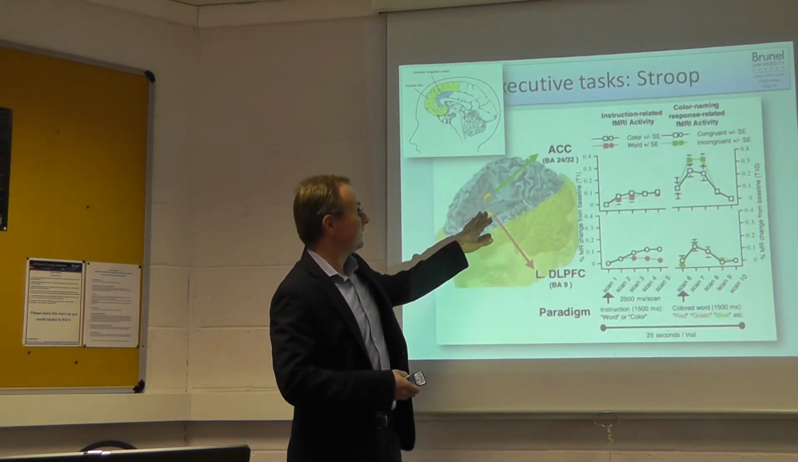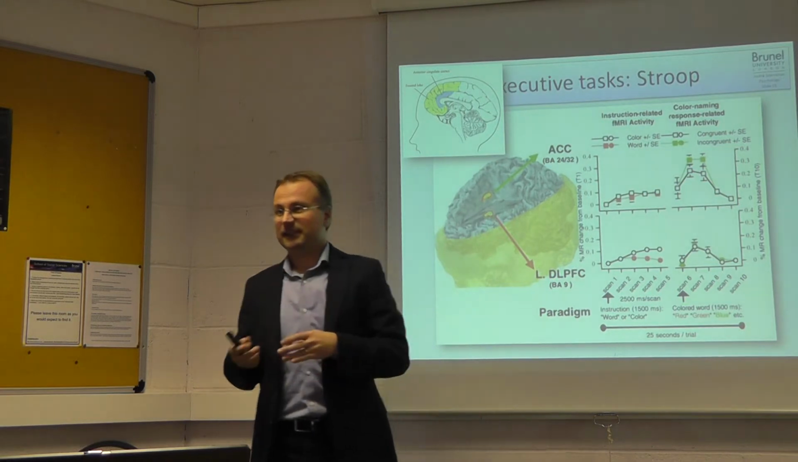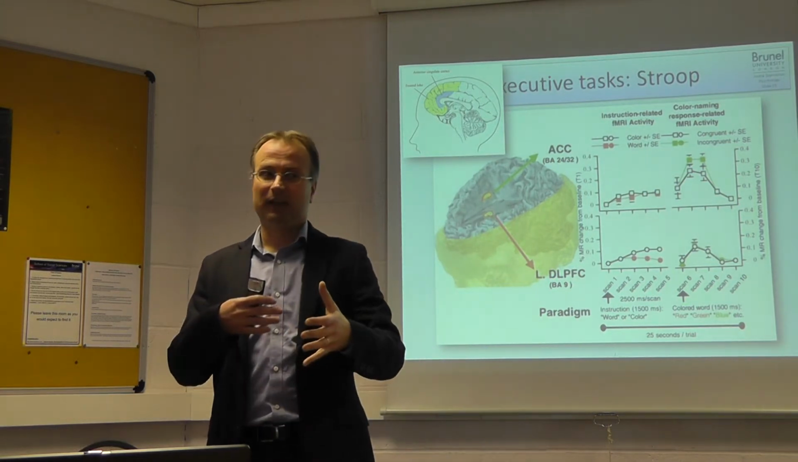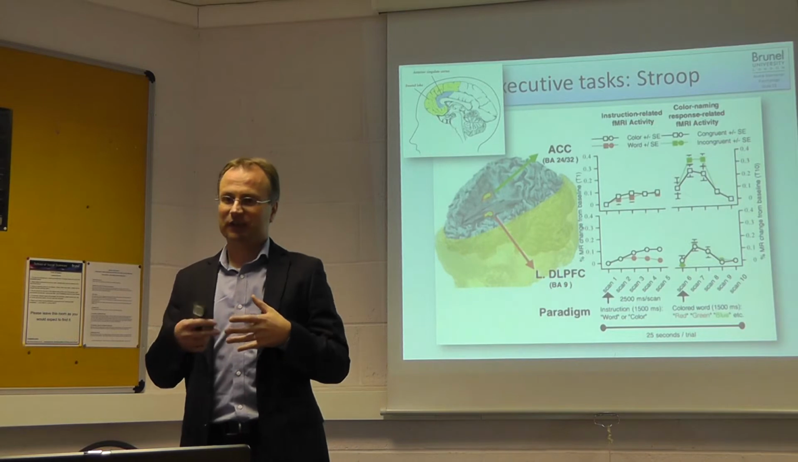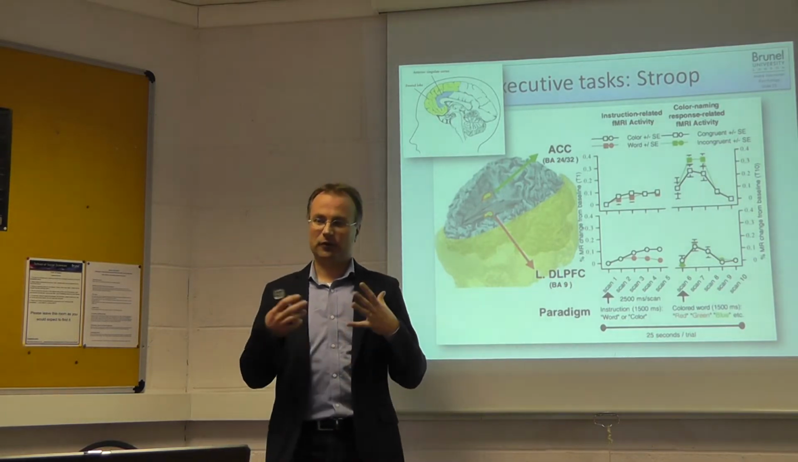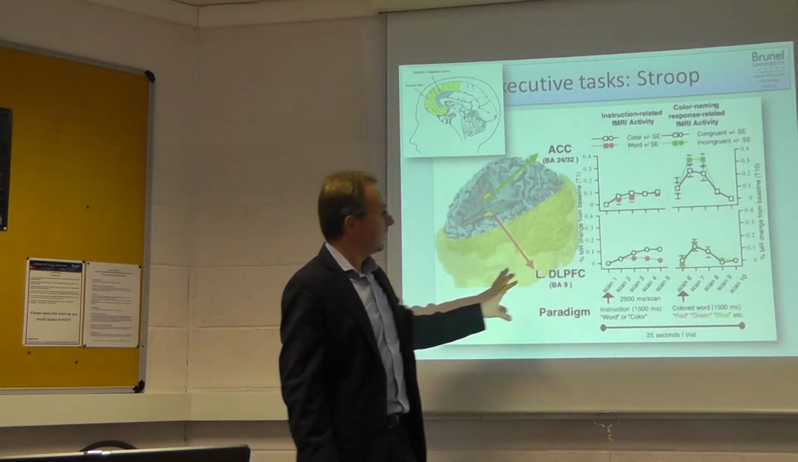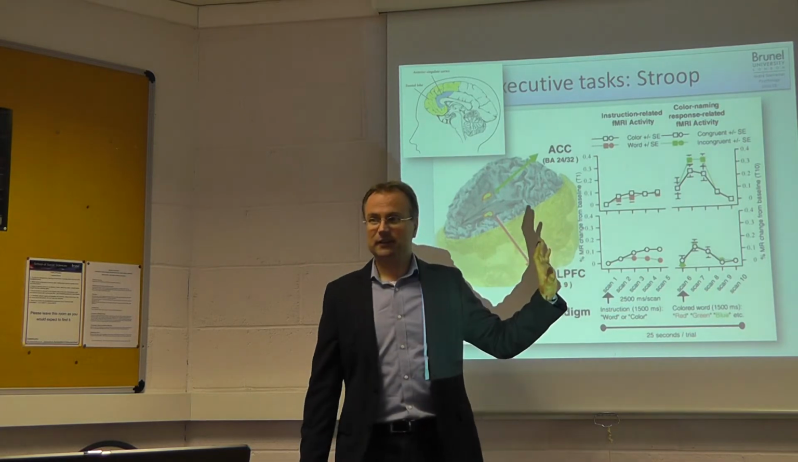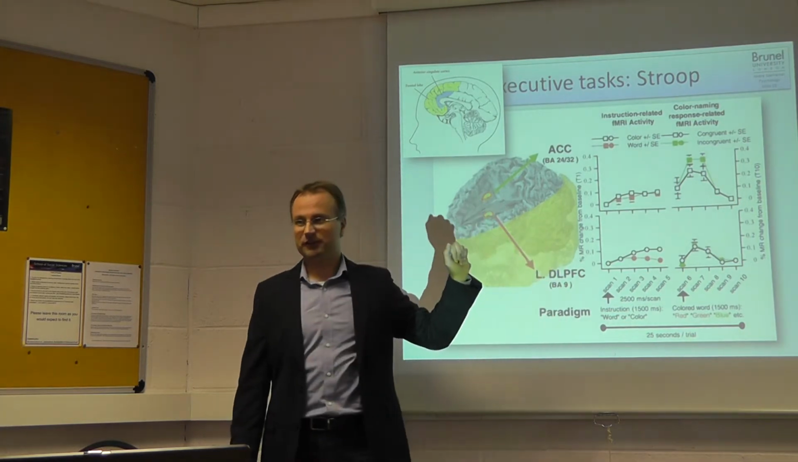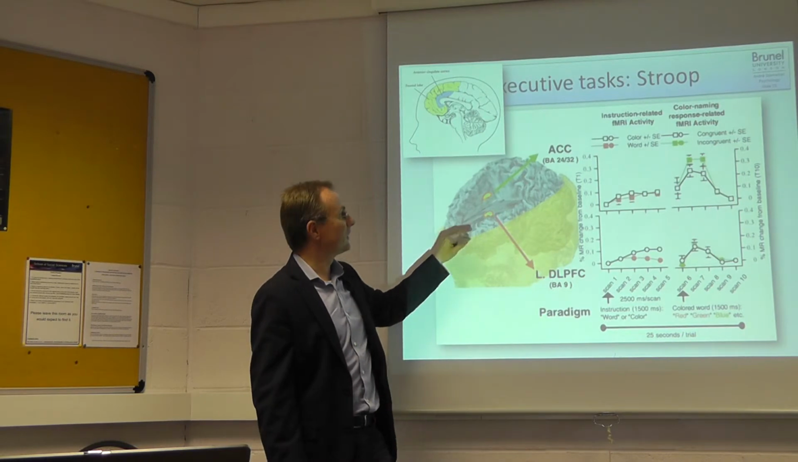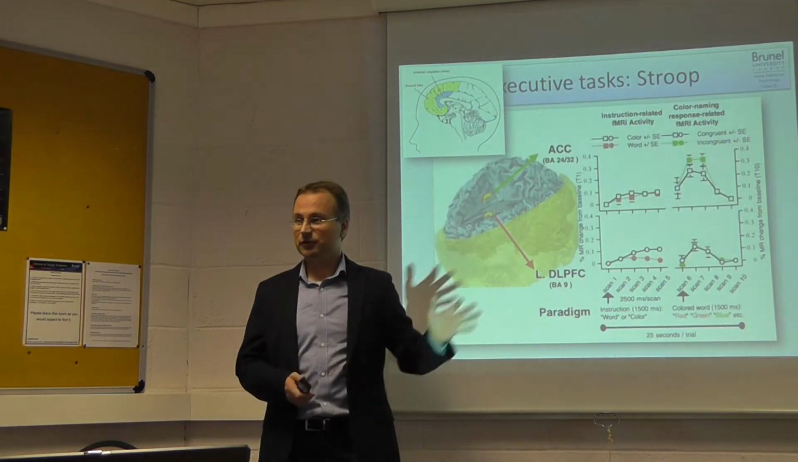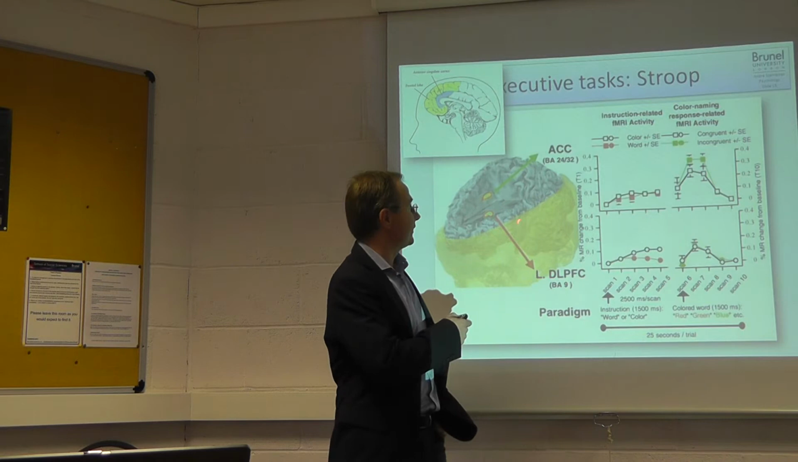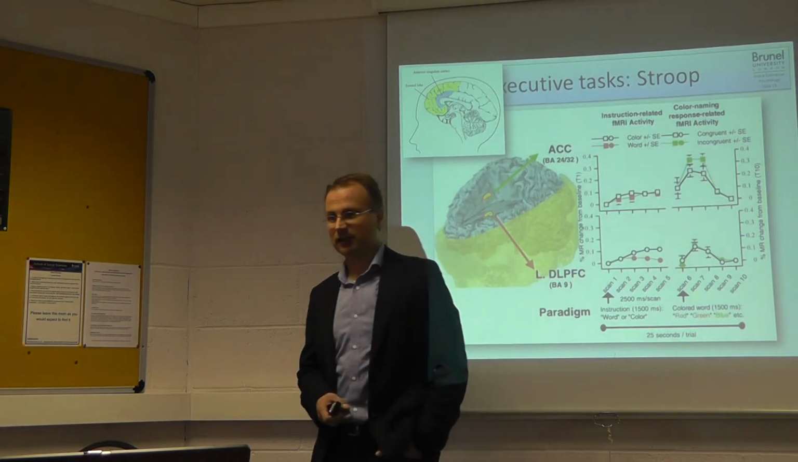So by taking a cognitive paradigm where you just don't know exactly what is going on from a cognitive point of view, by an MRI study, you can disentangle processes and sub-processes, and you can assign them to different cortical areas, like in this case.